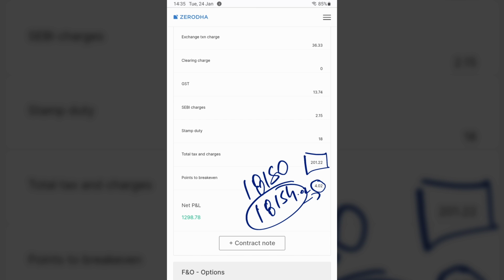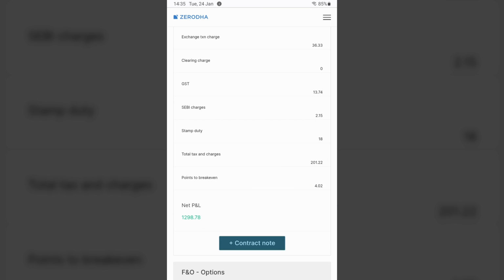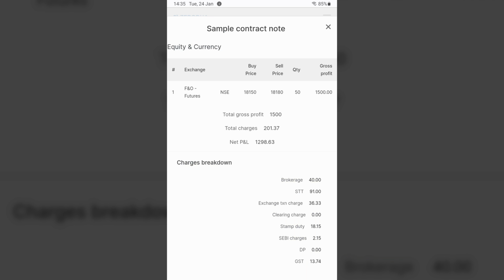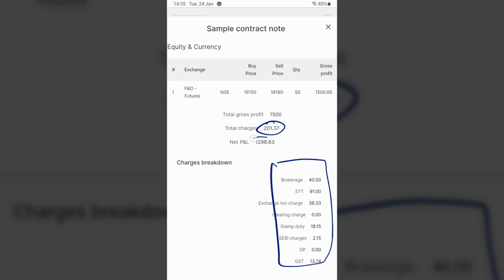0.02 of course. So net PNL in this trade was 1,200 rupees. Let's look at the contract note. You will see over here that I bought for 18,150, I sold for 18,180, quantity was 50, gross profit was 1,500, and these were the charges. Total charges was 200, take home was 1298.